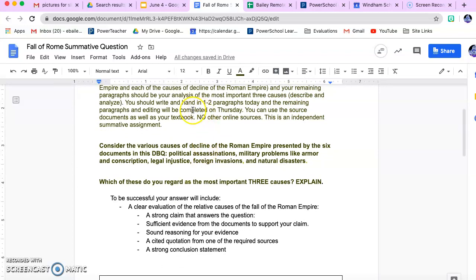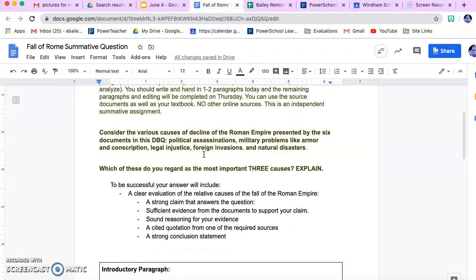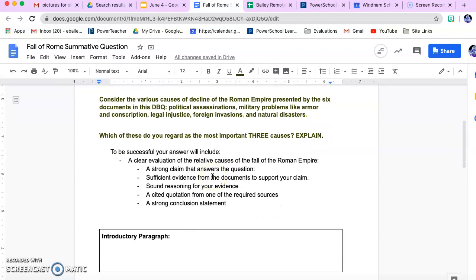On Tuesday, you should have written and handed in 1 to 2 paragraphs, and then the rest you'll be writing today. You can use the source documents that you had been working with last week in your textbook, but no other online sources. And remember, because this is a summative, this is an independent assignment.